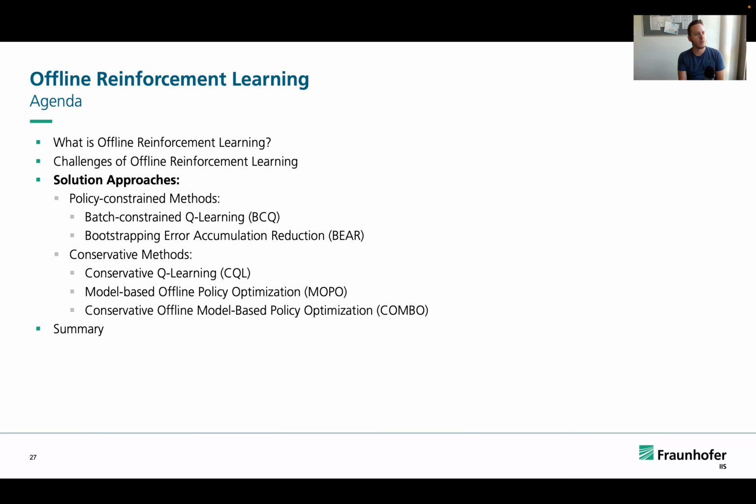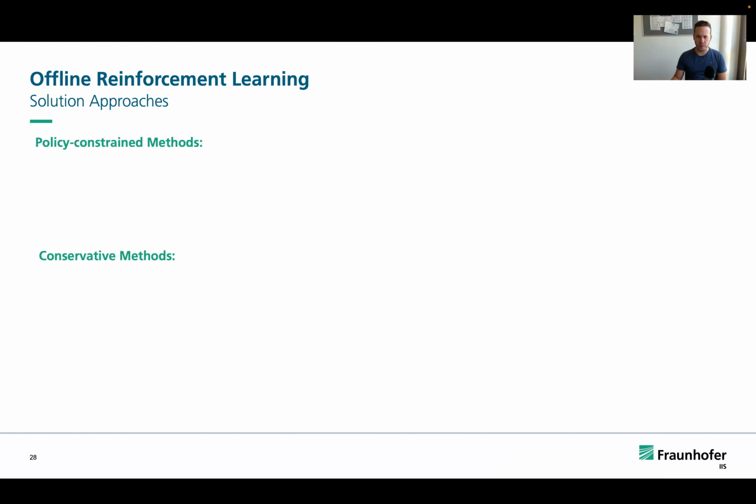Okay, so in this video we will be talking about possible solutions to actually solve the offline RL problem. There are two different ways we can approach the problem. The first one is policy constraint methods, and the second kind is conservative methods. How do they actually differ?